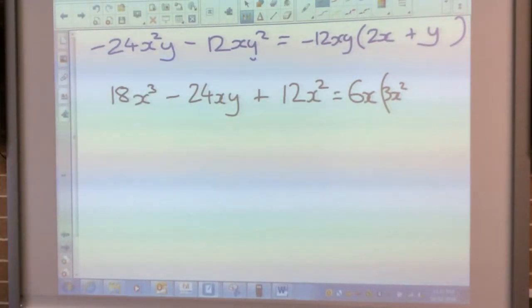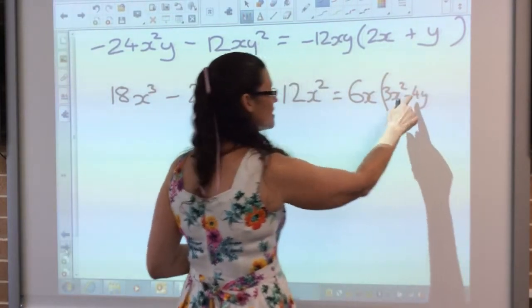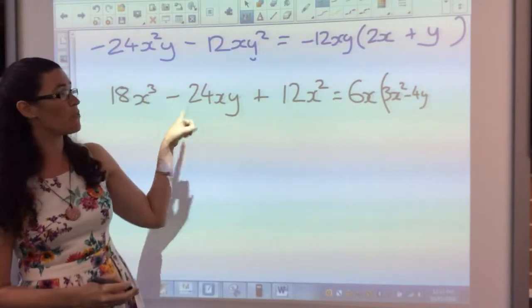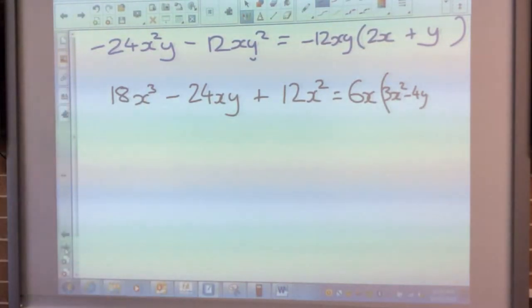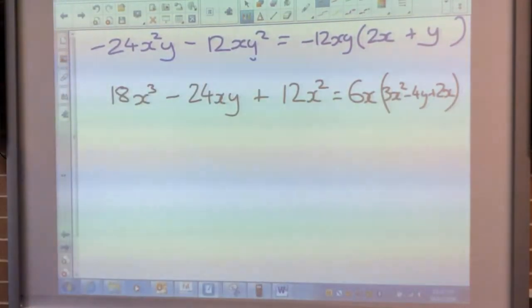Second one, minus 24xy. I've taken out the 6x. What am I left with? Yep. It's going to be a negative. Minus 4 and a y. Well done. So we needed that to be a negative so that 6 times minus 4 is going to give me this minus 24. The last term, what do I get when I take that one out? 2x. Just going to get a 2x and it's going to be positive. Everyone happy with that? Yeah.